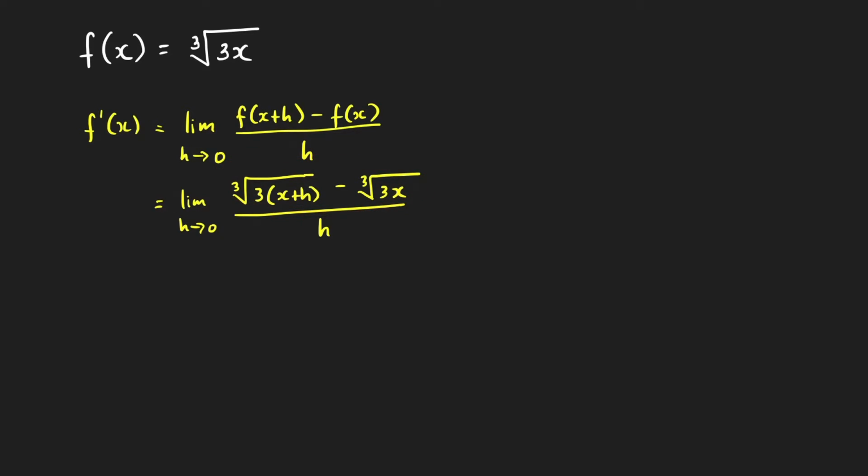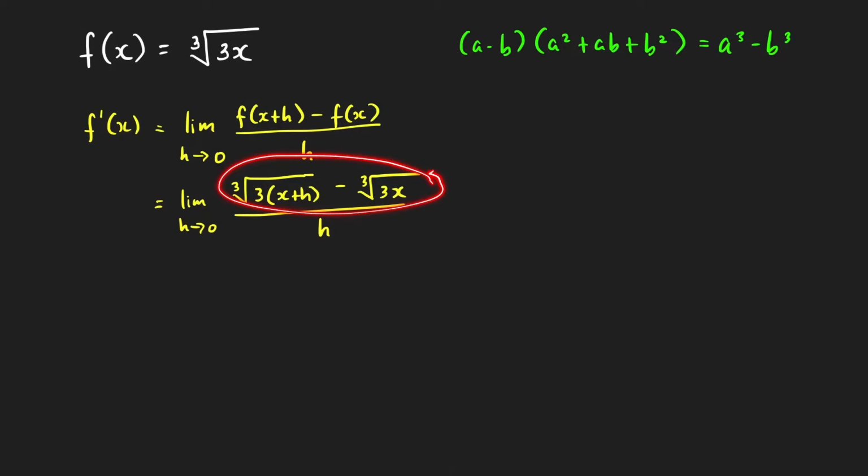Recall that in algebra, we have the special product a minus b times the quantity a squared plus ab plus b squared equal to a cubed minus b cubed. So if we think of this difference as a minus b, if we multiply it by this expression here, we'll get a difference of two cubes. So we're going to cube this expression, so we'll get rid of this cube root here, and we're going to cube this radical expression as well. So we'll be able to get rid of these two cube roots.